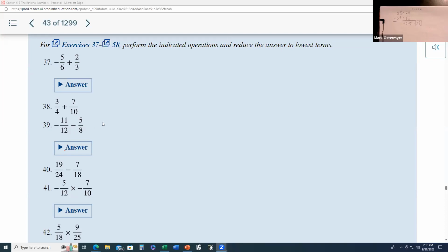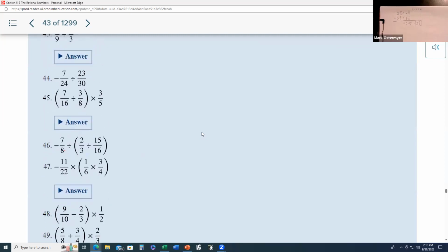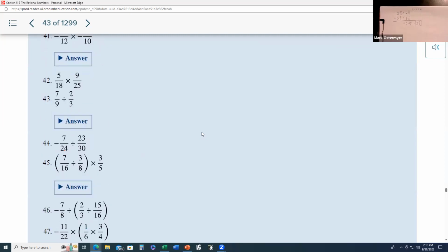Let's see where they put it. They put it outside, negative 37/24, or they even converted it into a mixed number, negative 1 and 13/24. All right, let's see what else. Running out of time, as always.